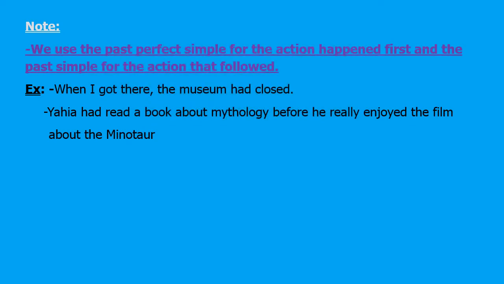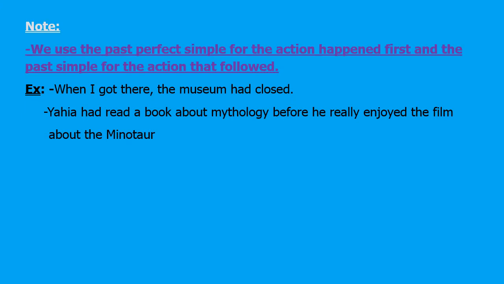Okay everyone, we usually use the past perfect if two actions happened in the past. There is action number 1 and action number 2. The action that happened first, action number 1, we use the past perfect to talk about it. And action number 2, the one that followed number 1, we use the past simple to talk about it. So we use the past perfect for the action that happened first and the past simple for the action that followed, if there are two actions that happened in the past.